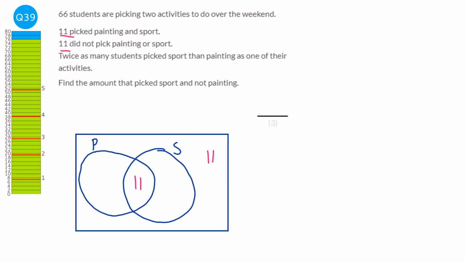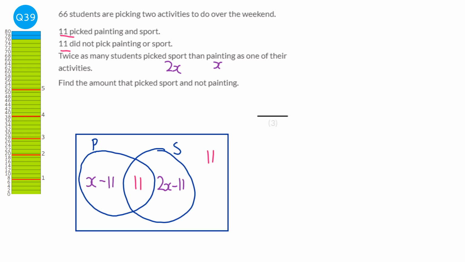Now, what we can do is say, okay, if the painting we label as x, then the sport will be 2x. But if you look, we've already got a number in the sport, that 11 there. So in algebra, this will be 2x, take away the 11 that we already know about. And the painting is the same. We know the whole thing is x, so we're just going to take away the bit we know there, which is the 11, and it will be x minus 11.